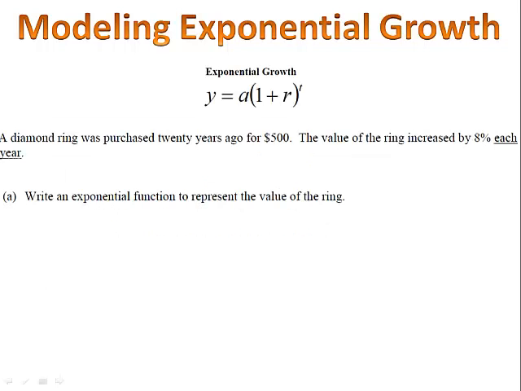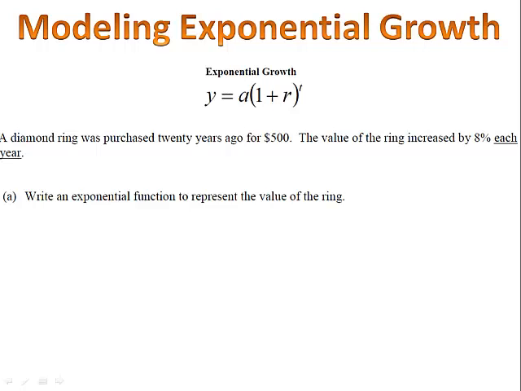In our first example, we have a diamond ring that we purchased for $500 20 years ago. The value of the ring has increased by 8% each year. We know that because it's increased by a percent, 8%, that it's going to be exponential growth.